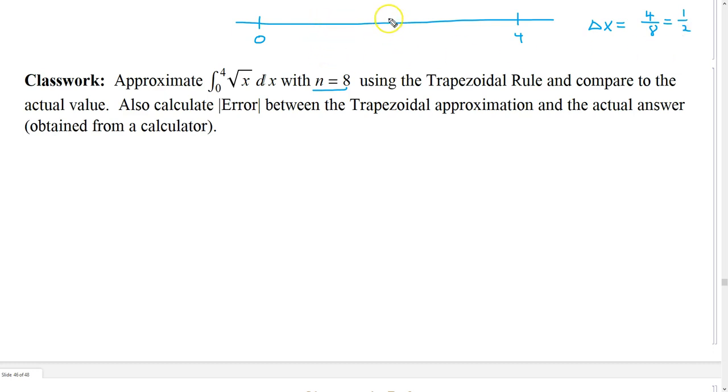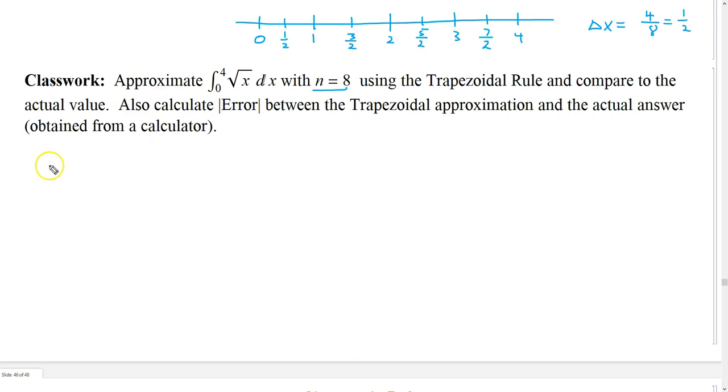And so then here will be our nodal values. So this will be x0, 1/2 will be x1, 1 or 2 over 2 will be x2, and then we'll have 3/2, 4/2 or 2, 5/2, 6/2 or 3, 7/2, and then 8/2 or 4. So this is x0, 1, 2, 3, 4, 5, 6, 7, and then x8 right here.